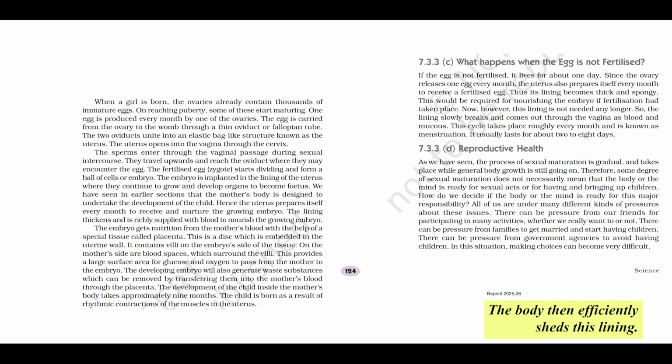The body then efficiently sheds this lining. It slowly breaks down. It's expelled from the body through the vagina as a mixture of blood and mucus. This entire cycle is menstruation. It typically occurs roughly every month, on average 28-30 days, but varies. A period usually lasts about 2 to 8 days.